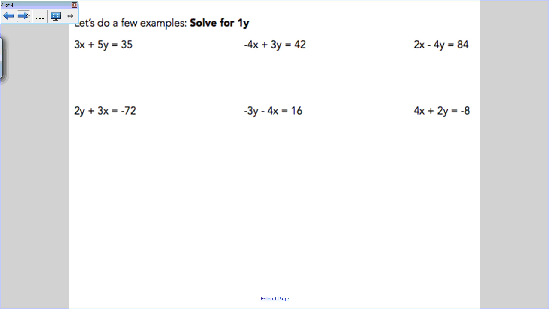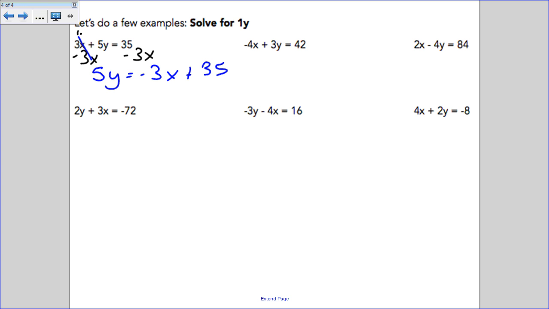Okay, my first problem up here. What needs to move? Good, my 3x goes first. If it's positive, I'm going to subtract 3x from both sides. Okay, my new equation is 5y equals negative 3x plus 35.